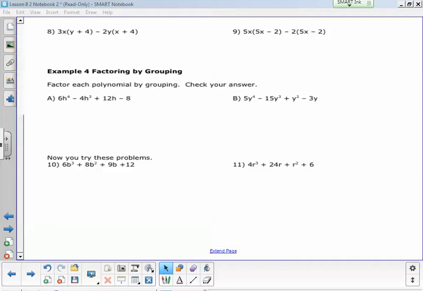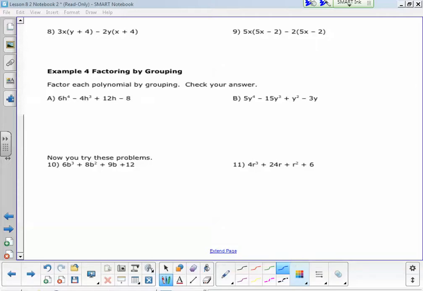For our last example today, we're going to talk about grouping. So we're going to factor each polynomial, but we're going to group them instead. The first thing I'm going to do is look at my example A, 6h to the fourth minus 4h to the third plus 12h minus 8.